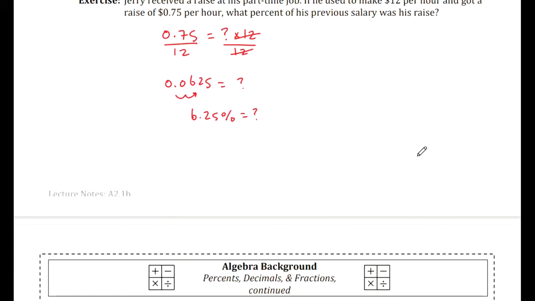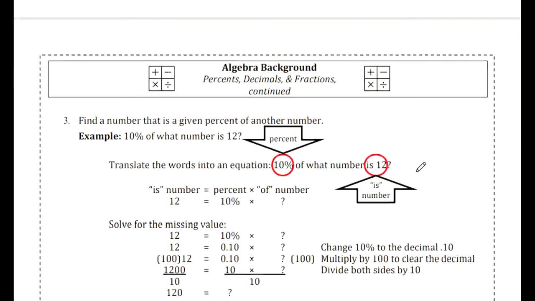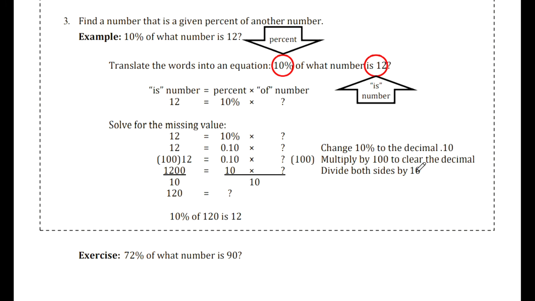The third kind of percent problem that we'll see is where we find a number that is a given percent of another number. For example, 10% of what number is 12? So here we see our is number, 12. It equals percent, 10%. Now the unknown is the what number? I'm sorry, the of number. So we go 10% times the of number, and again our of number is now the unknown, so we'll write that as a question mark.